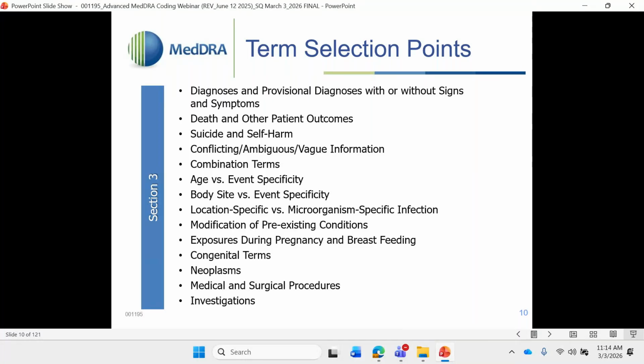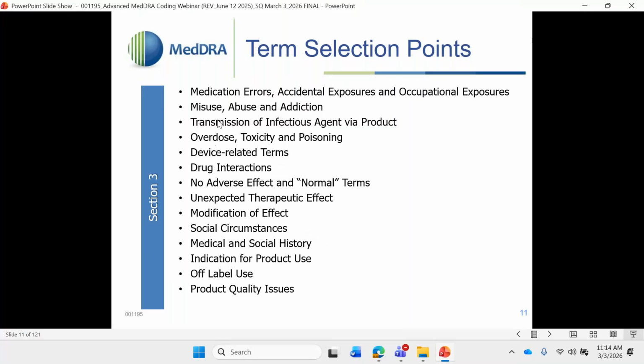And here you have a continuation of the list. It talks about medication errors, how do you address device terms, social circumstances, medical and social history, and so forth.